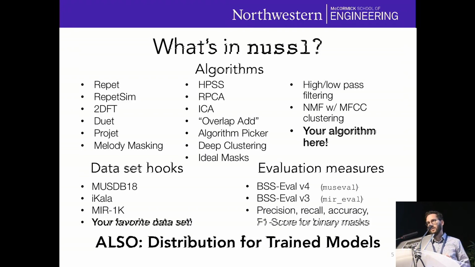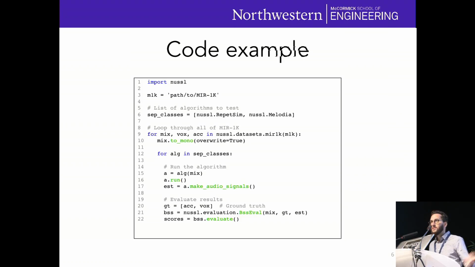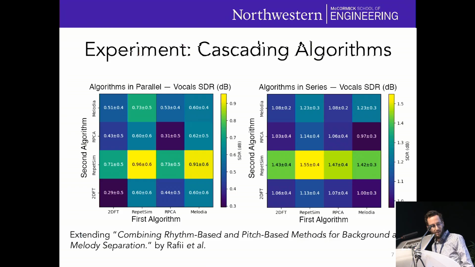And we have dataset hooks and evaluation metrics. One thing I do want to point out is that, because we're in the era of deep learning now, we do have the ability to host and distribute your trained models if you want to contribute that. So here's a quick code example. I'm not going to go through everything, but this is 2 algorithms running on the entirety of the MIR1K dataset, and it's 22 lines of code, including comments and stuff like that. So I think it's pretty easy to use and pretty cool, but I'm biased.